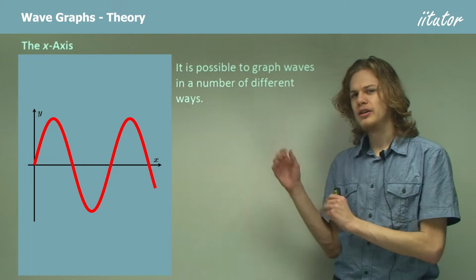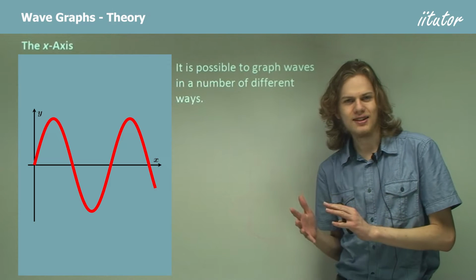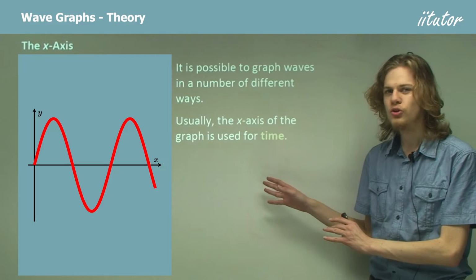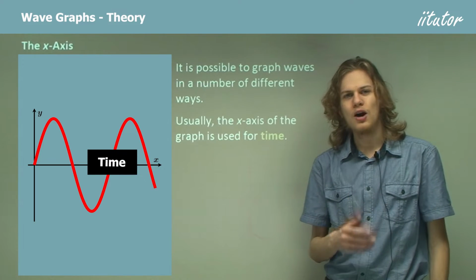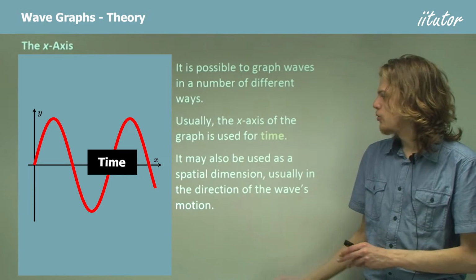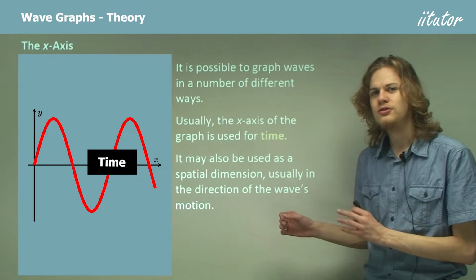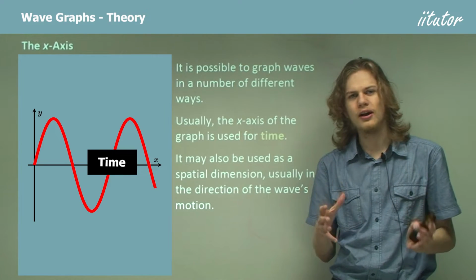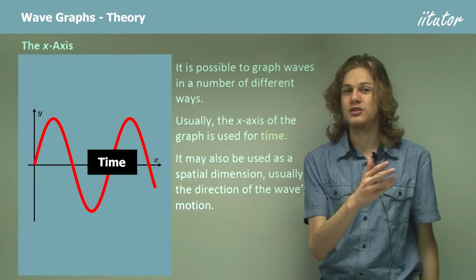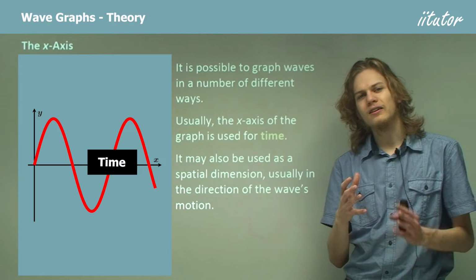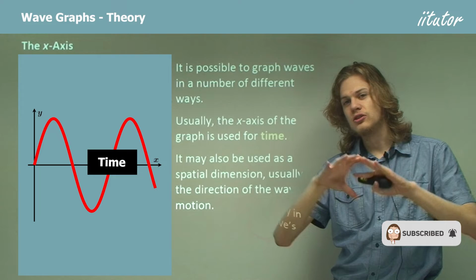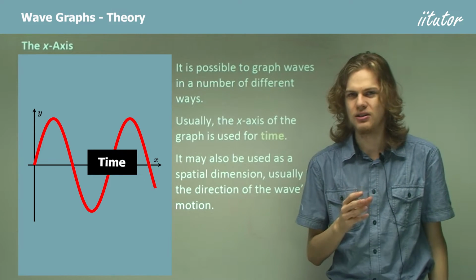Now we can graph things in a number of different ways, which means that the x-axis can be mapped to a number of different properties of the wave. Usually we use it for time, so we measure how a particular part of the wave varies over time. Makes sense, right? Sometimes it's used as a spatial dimension, that is, to show what the wave looks like at a fixed point in time, rather than showing how the wave varies at a fixed point in space. So we can either show how a particular part of the wave changes over time, or we can show what the entire wave looks like at a particular point in time.